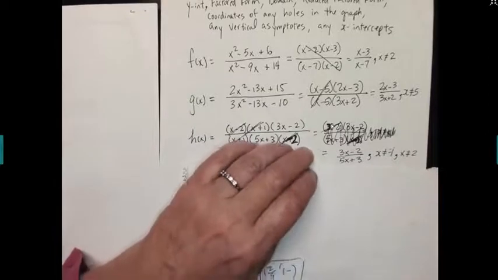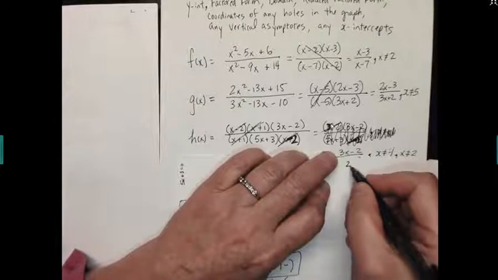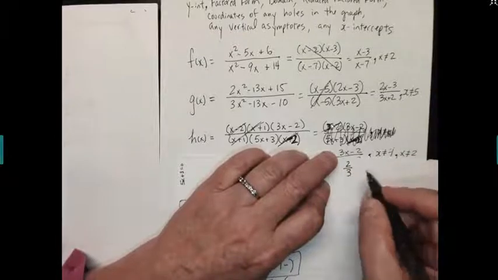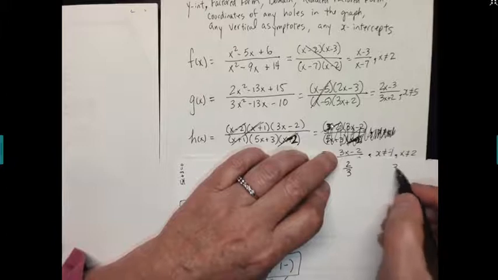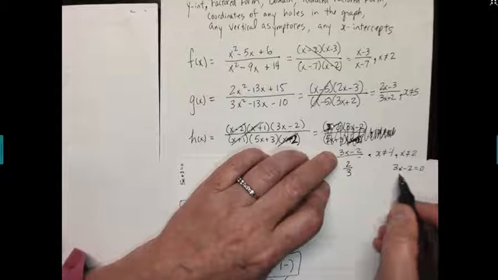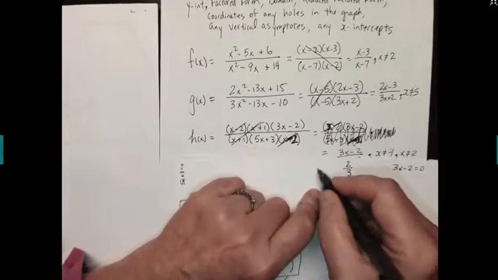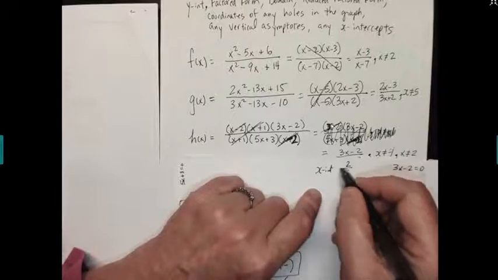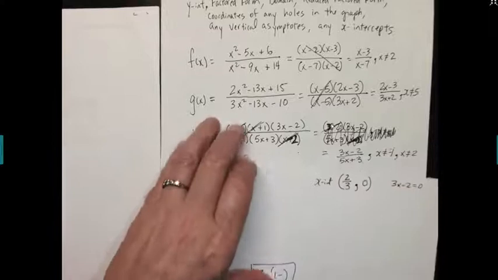What about x-intercepts? X-intercepts are found at the zeros of the numerator after any cancellation. And I can see here, if x is 2/3, that will make the numerator 0. Again, if you don't see that, solve that for x, and you'll get x is equal to 2/3, so 2/3 is a zero. So I have one x-intercept, and its coordinates are 2/3, 0.